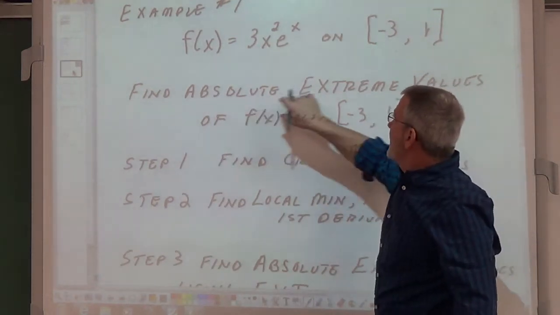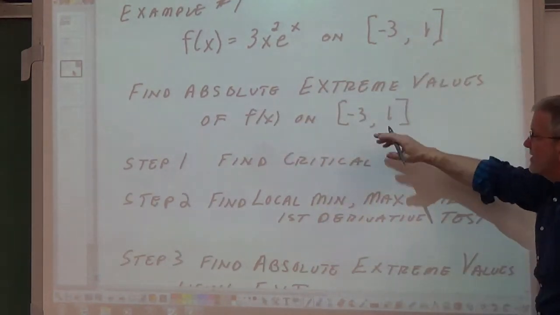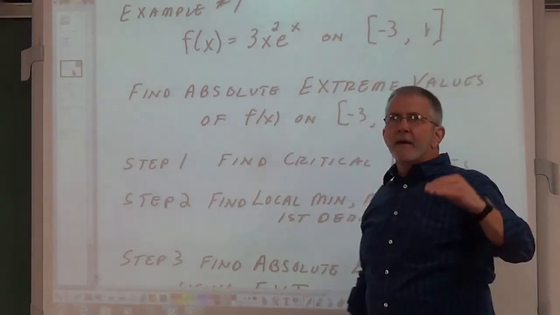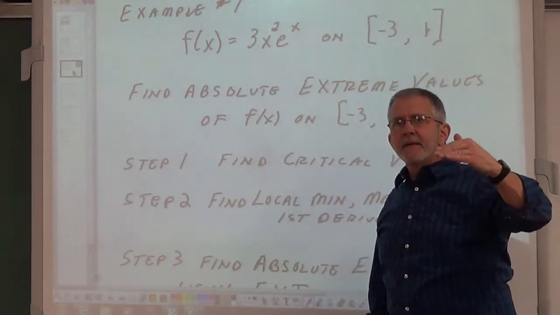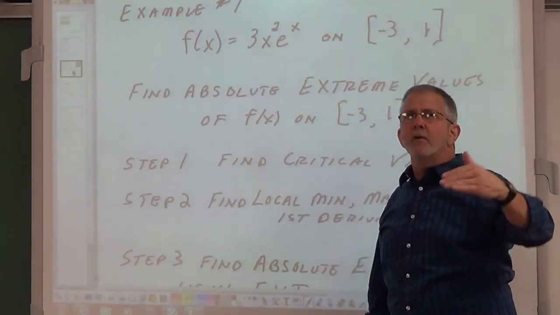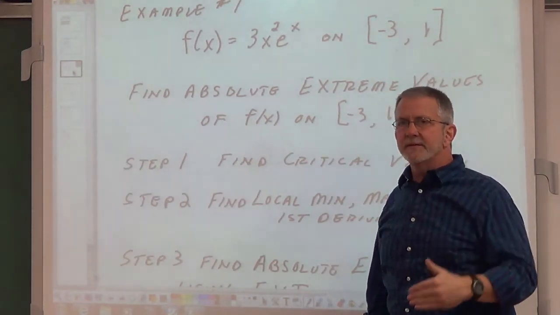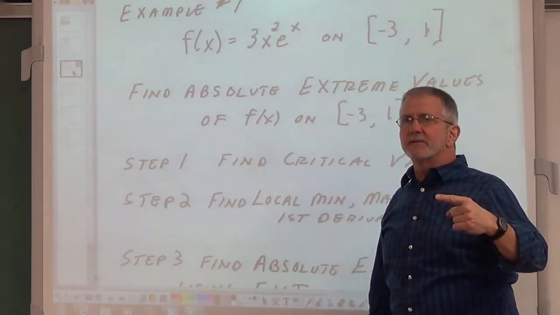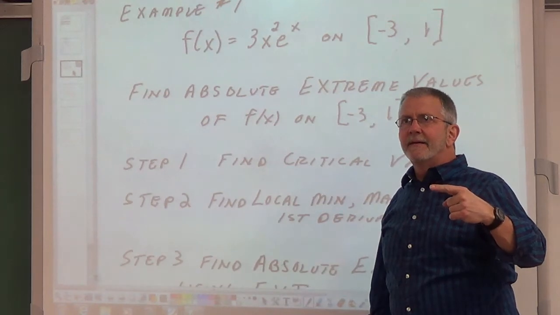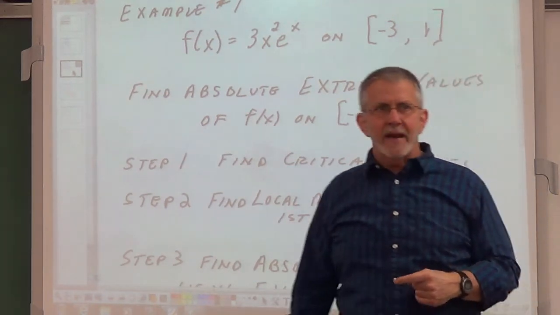And I want to find the absolute extreme values of f of x on -3 to 1. Well, if those absolute extreme values could happen at local mins and maxes, local extreme values, I better first and foremost find where those local mins and maxes happen.